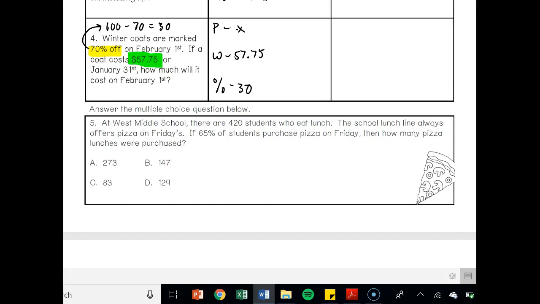Number 5, it says at West Middle School there are 420 students who eat lunch. The school line always offers pizza on Fridays. If 65% of students purchase pizza on Friday, how many pizza lunches were purchased? So part, whole, percent.